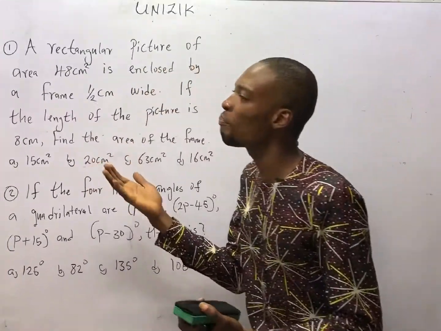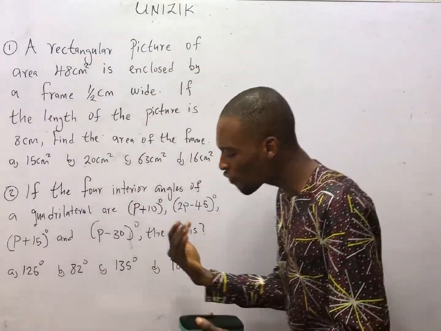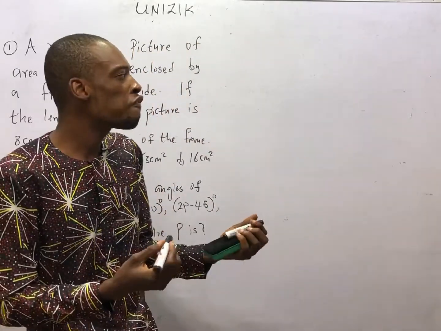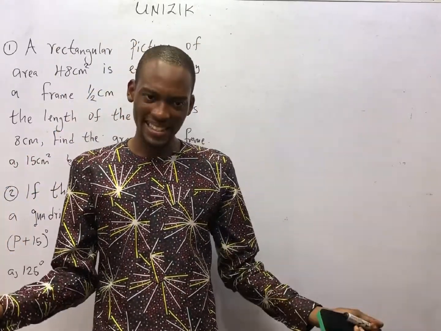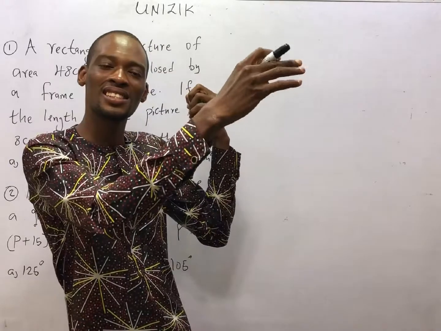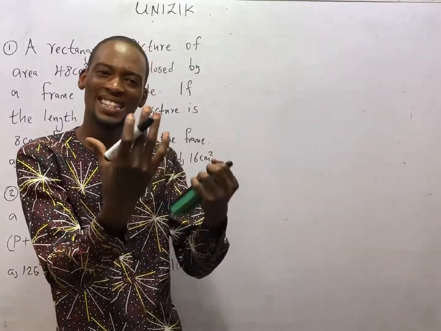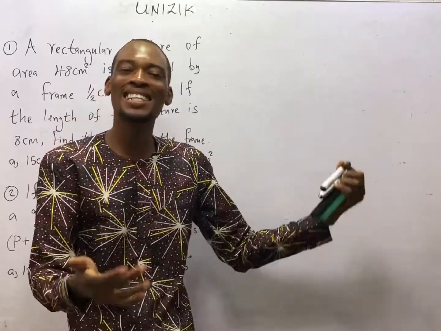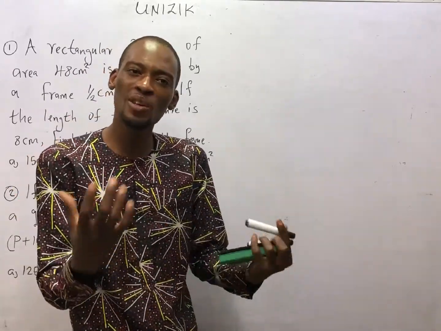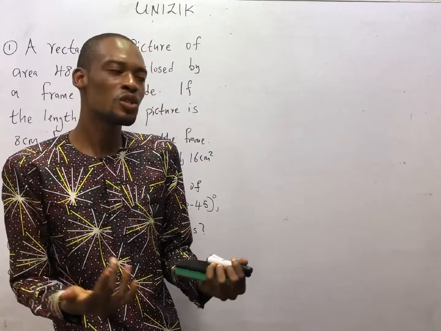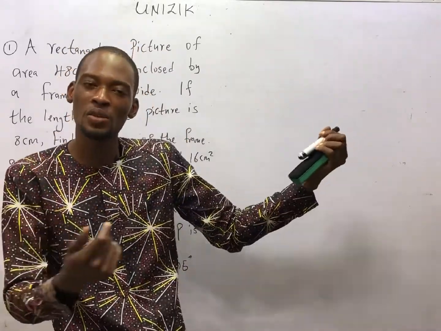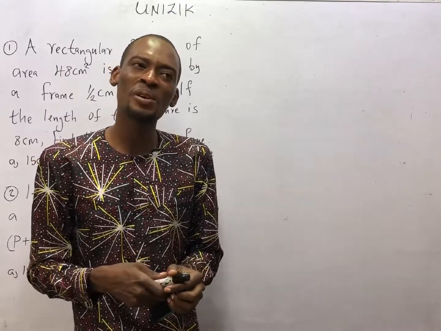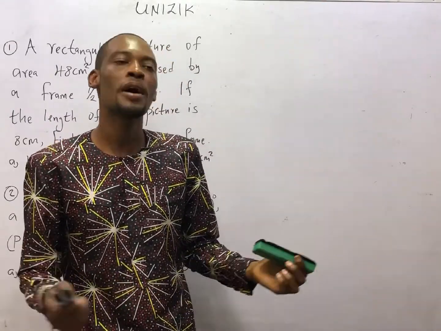A rectangular picture. What is a rectangle? Rectangle is simply a four-sided shape, right? With length and breadth. So the longer part is the length and the shorter part is the breadth. Two opposite sides are equal and each of the angles equals 90 degrees. So meaning we have four sides and four angles. 90 plus 90 plus 90 plus 90. Is that 360 degrees? Yeah.